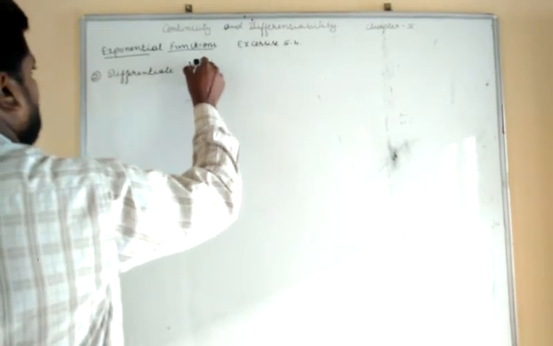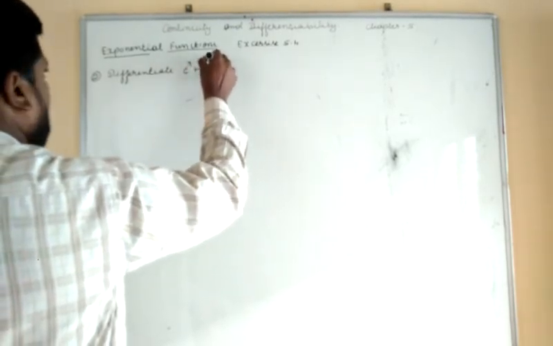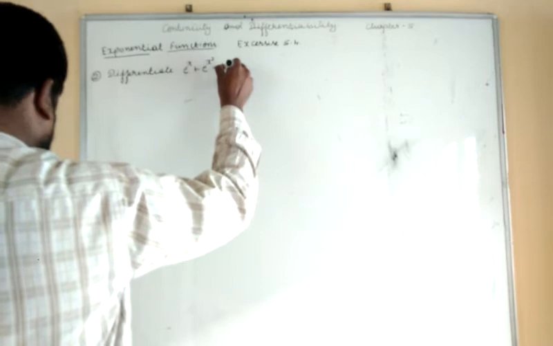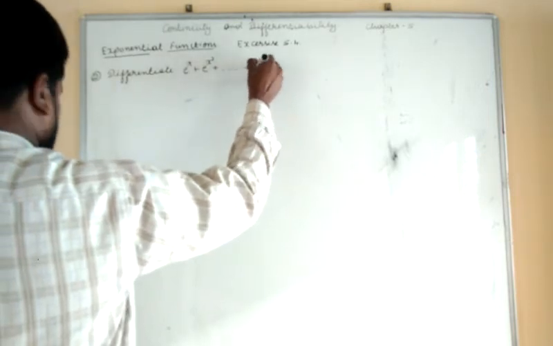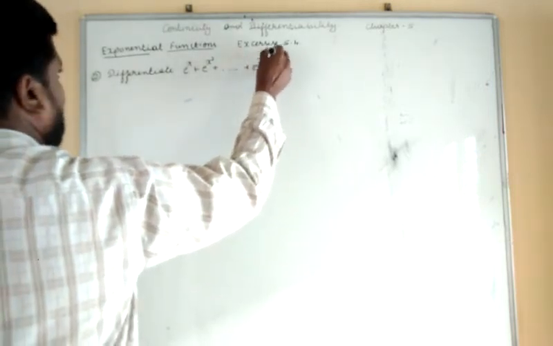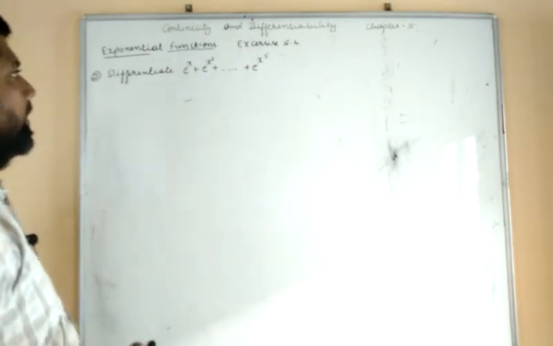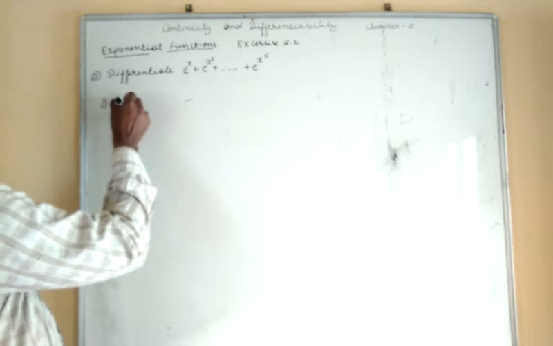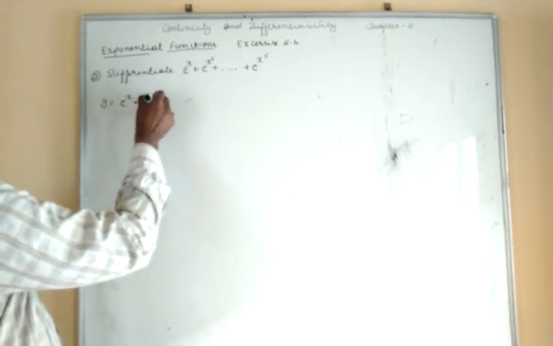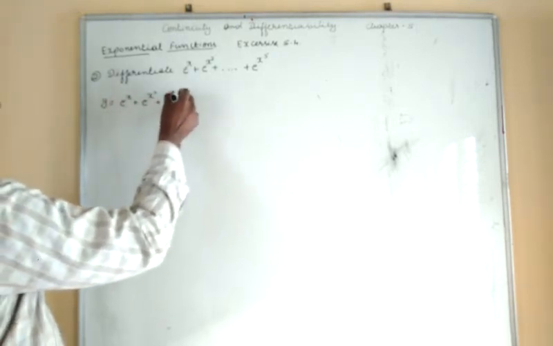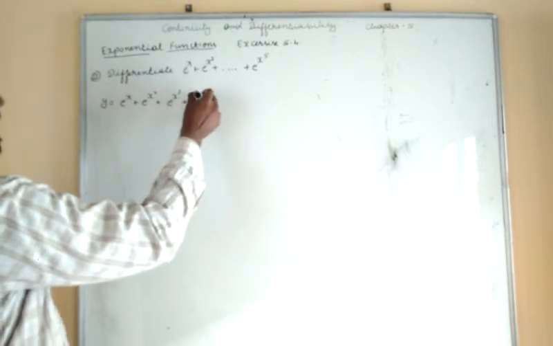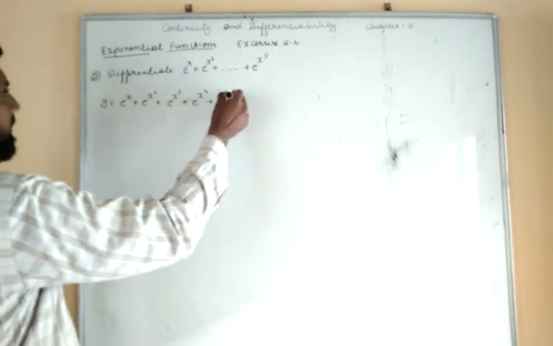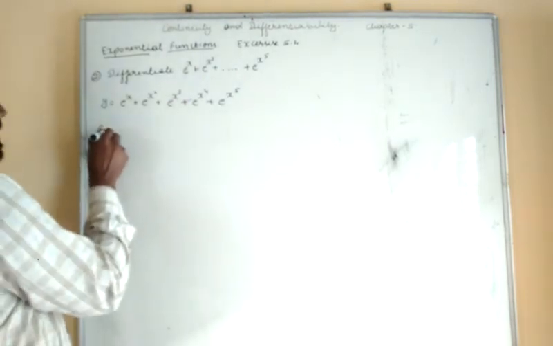e to the power of x plus e to the power of x square plus so on plus e to the power of x to the power of 5. Okay, let us take this one. y is equal to e to the power of x plus e to the power of x square plus e to the power of x cube plus e to the power of x to the power of 4 plus e to the power of x to the power of 5. So this is the given function. So let us differentiate dy by dx.